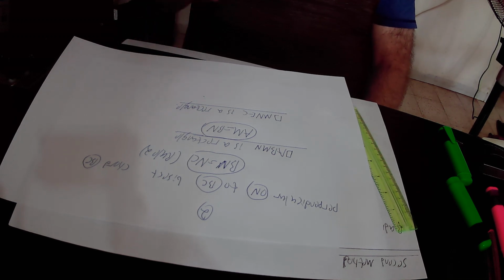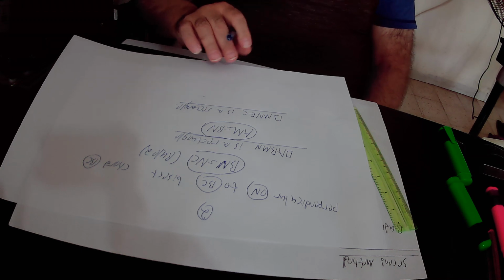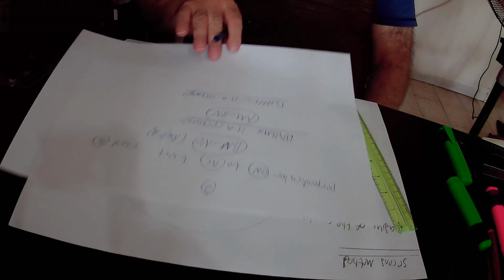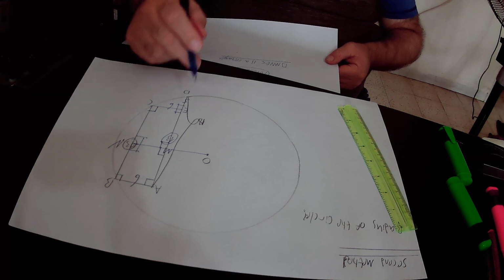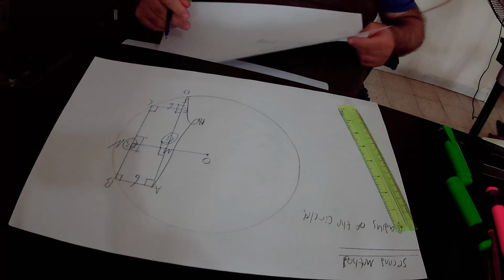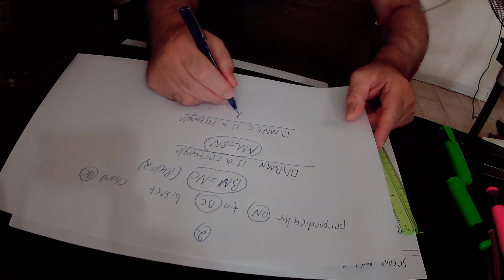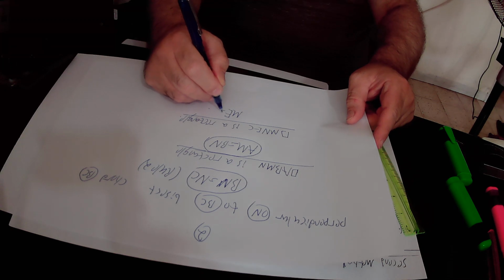But we also note that the opposite sides of a rectangle MNEC are equal to each other. That is to say, ME equals NC.